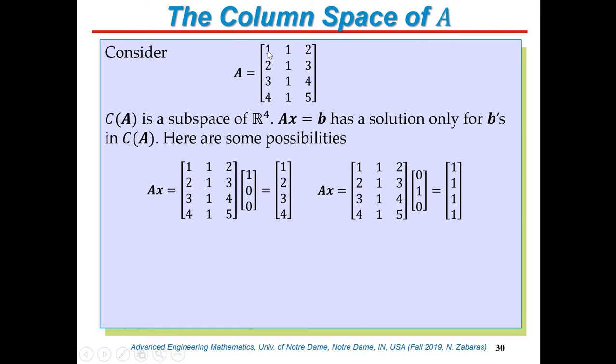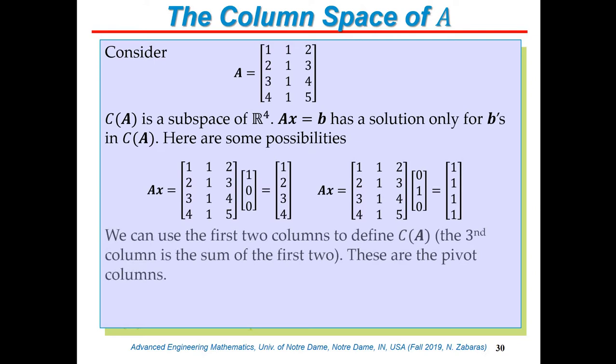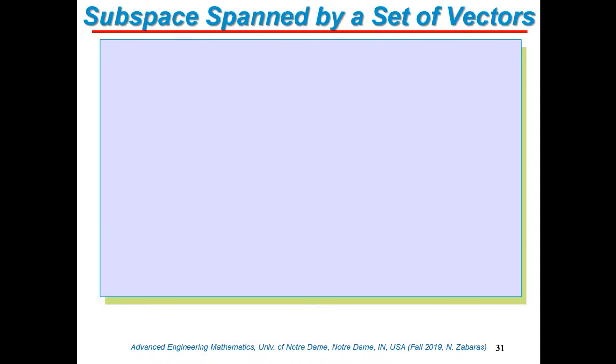So the fact that these two columns are the only independent columns in this matrix A means that the column space is a two-dimensional subspace of R4. So the dimensionality, as we will see later on, is 2. It implies that out of the three columns, we only have two independent columns, and the column space is a two-dimensional subspace of R4.